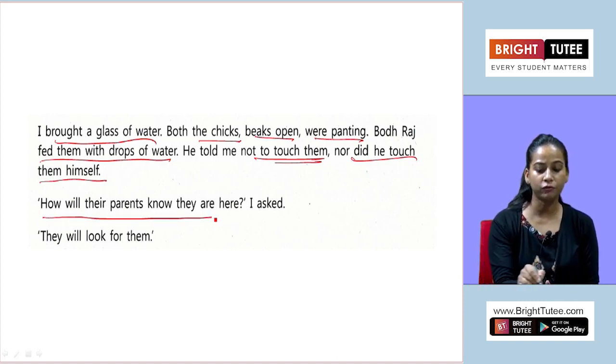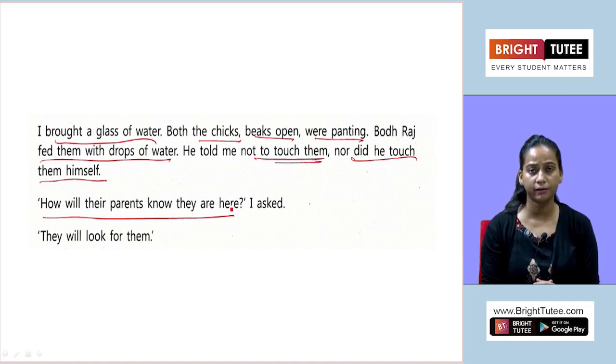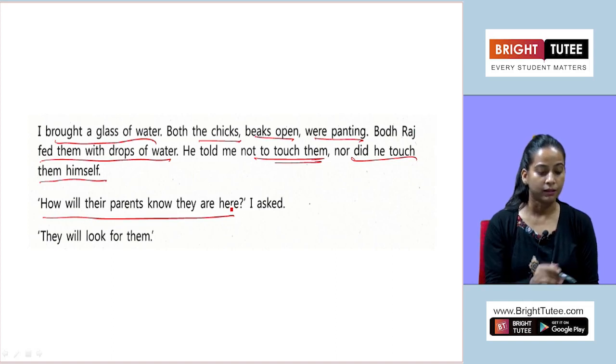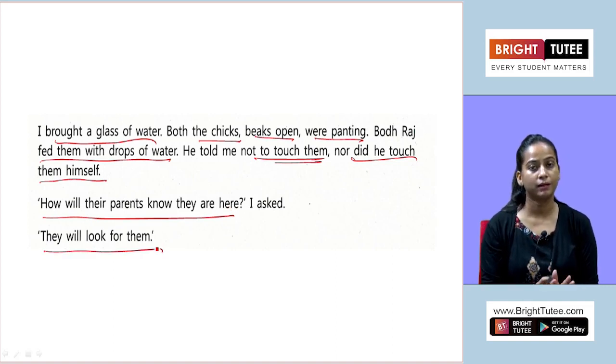How will their parents know they are here? The narrator asked how the parents are going to get to know that these birds are kept here. They will look for them. Then, with great determination, as if he was very well aware of the activities of the birds, he said they will look for them. Anyhow, they are going to find them.